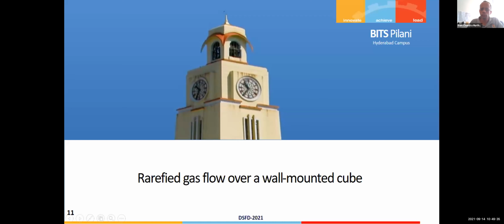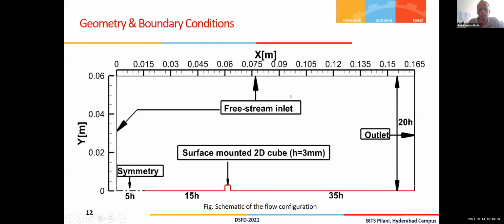So we proceeded with the rarefied gas flow over a wall mounted cube. Essentially, this is the flow domain we have considered. We have a bottom wall which has a 2D wall mounted cube somewhere 20h downstream. The first 5h, where h is the height of the cube, which is 3 mm, is modeled as a symmetry boundary condition, and the rest of it shown in red is the wall boundary condition. So the flow enters from left to right.